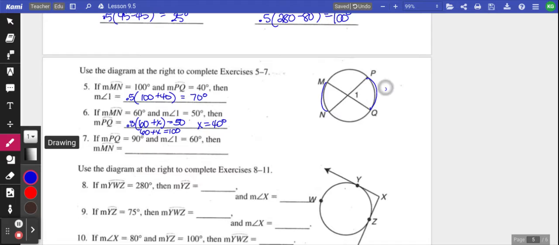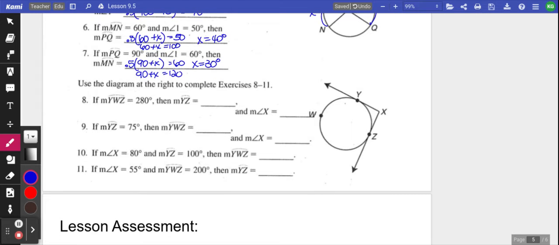Next, if PQ equals 90 and measure of angle 1 equals 60, find MN. So then I'm going to set it up as half of the arcs added will be 60. Divide by half, which gives me 120. Subtract 90, which gives me 30.